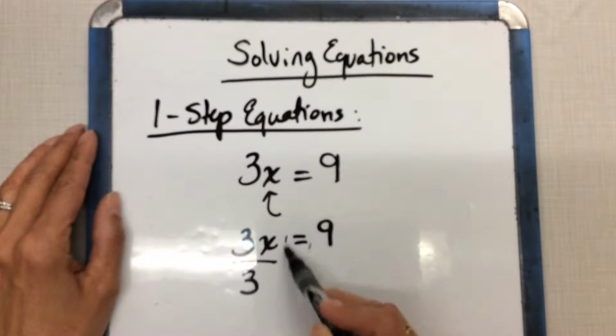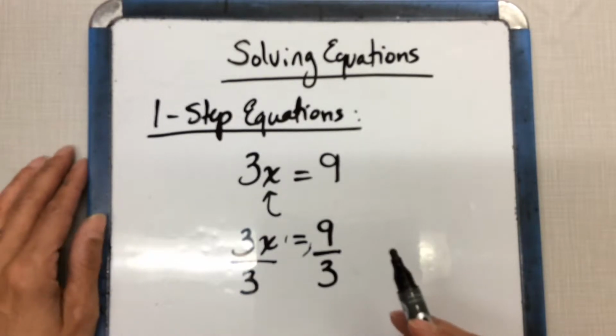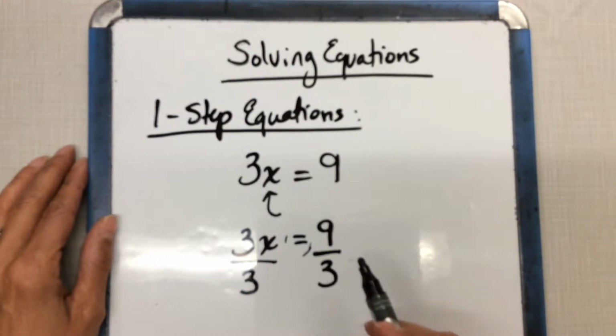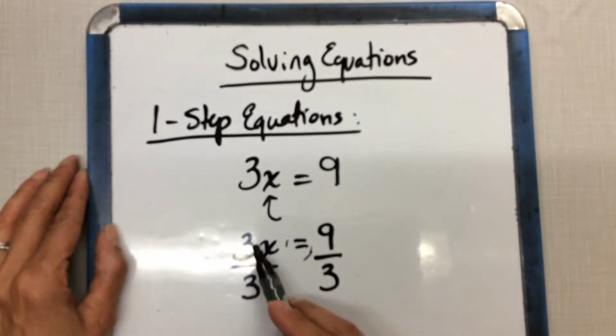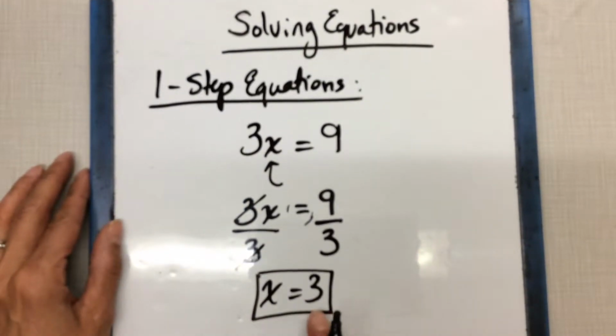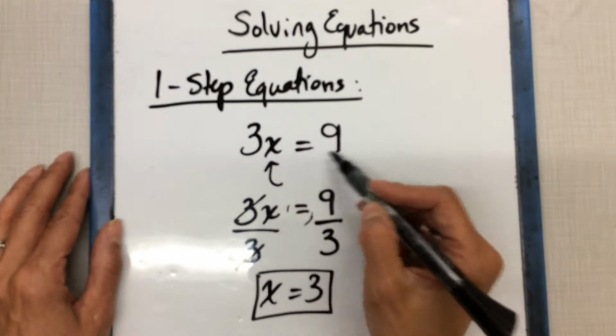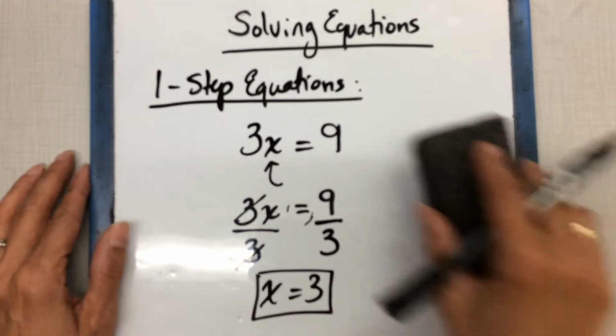Because it's an equation, whatever you do to one side, you must do to the other. That keeps it equal. Otherwise, it is not an equation. And so in this case, when I divide 3 by 3, these cancel out, and x is equal to 3. And is this correct? Yes. If I plug in the 3 into here, 3 times 3 equals 9. Let's do another one.